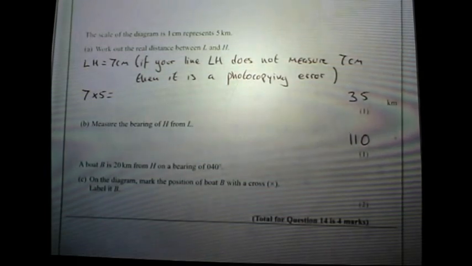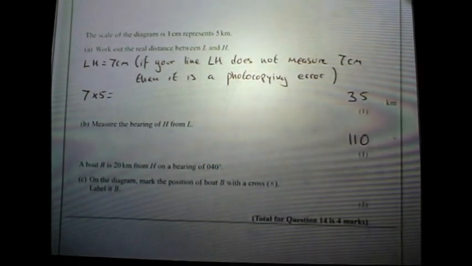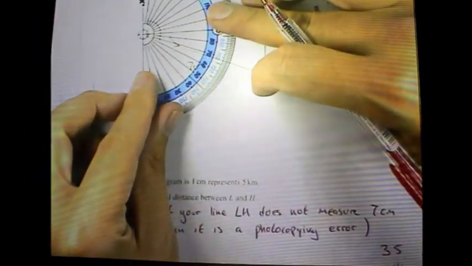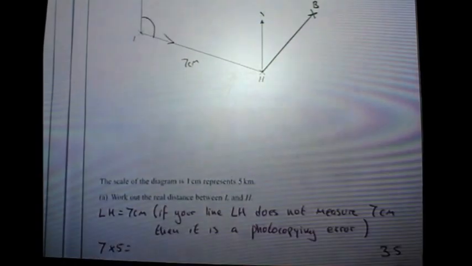Measure the bearing of H from L. Now the important thing here is that it is going from L. So when you measure it, you need to say that. What you need to do is get yourself a protractor, which I've now got. Because we're coming from L, that means we're going this way. I'll draw an arrow, okay? So the angle you want is that angle in there. So put your protractor on, and it comes out to be 110.